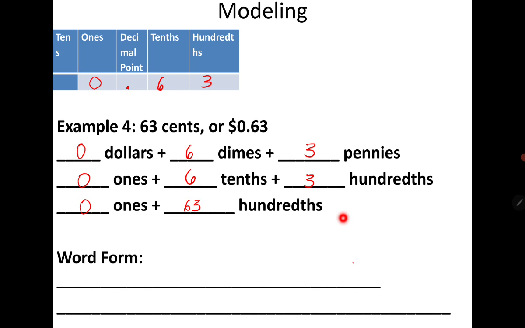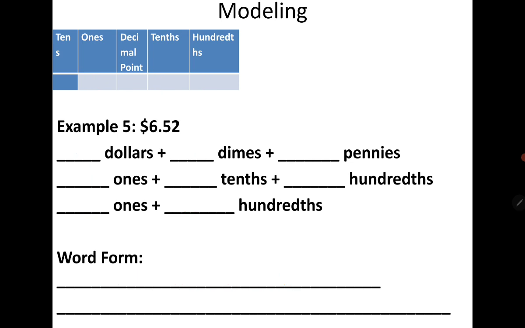Okay? And then for our word form, we would say 0 and 63 hundredths. Remember that we could also just say 63 hundredths. So remember that we've got to include the TH. It's not hundreds, it's hundredths. Just like it's not tens, it's tenths.